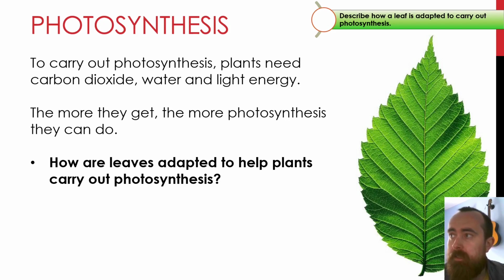Right, last bit then. Describe how a leaf is adapted to carry out photosynthesis. This is our last learning objective for this short lesson. So we need water, carbon dioxide, and light energy in order to do photosynthesis. The more you can get of that as a plant, the more successful you're going to be at producing your food, producing glucose and the byproduct of oxygen.